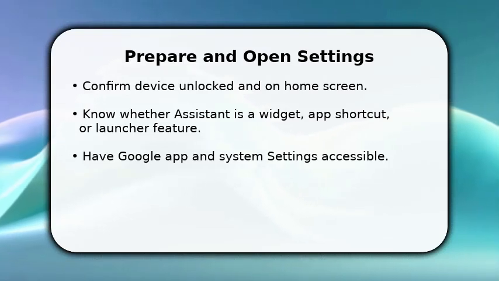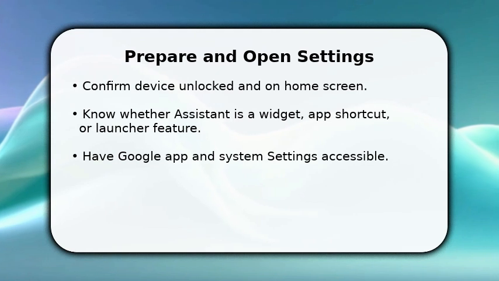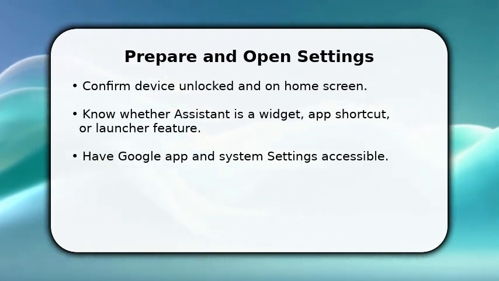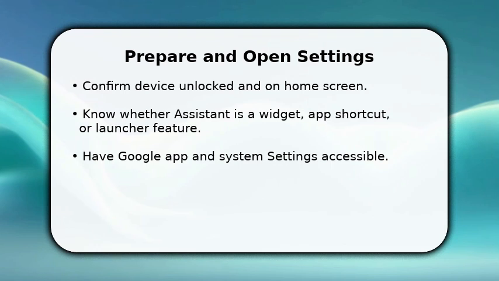You start by getting straight to the point. Open Settings on your device and keep the home screen visible. Once done, long press the Google Assistant area so you can identify if it's a widget, shortcut, or part of your launcher. Make sure the Google app is available in the app list. This helps because removal paths differ.